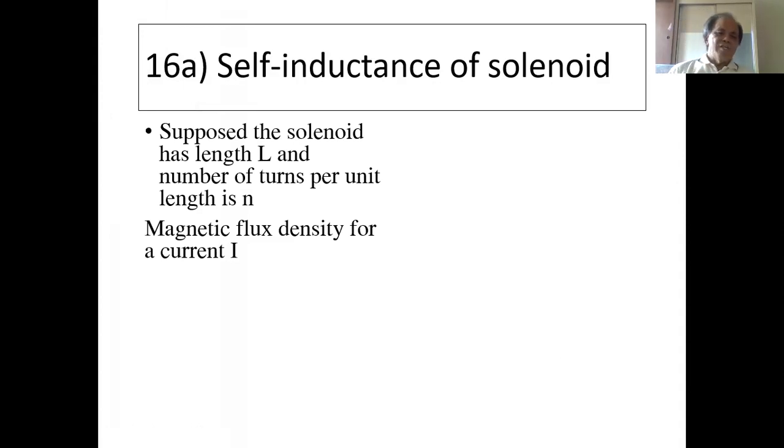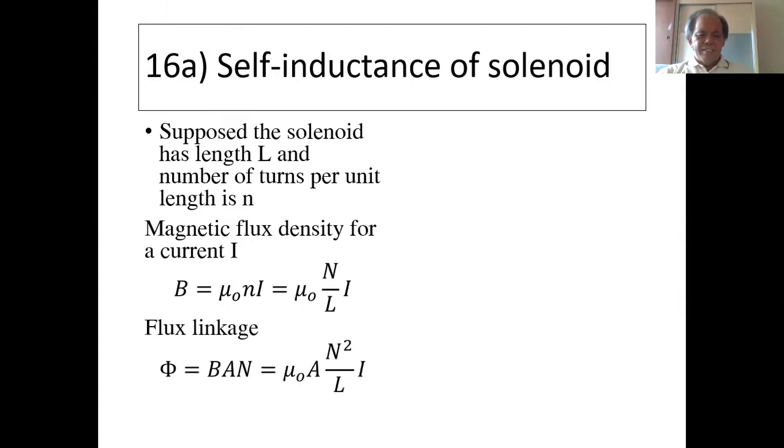Suppose the solenoid has a length L and number of turns per unit length is N. The magnetic flux density for current I, that's the formula you need to remember for a solenoid. Then replace that N with NL. Earlier I derived it for you from Faraday's law. Now I'm deriving it using our new law, where EMF equals L di/dt.